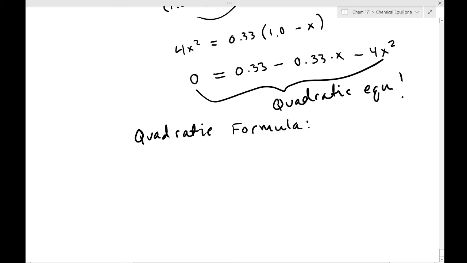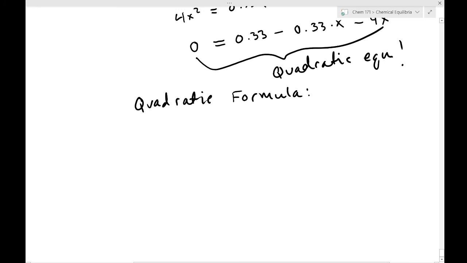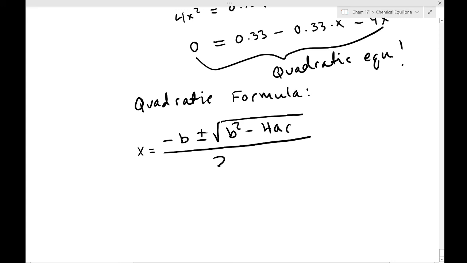And I'll sing the song for you. I can't think of the tune. Anyway, the song goes, x equals negative b, plus or minus square root, b squared minus 4ac, b squared minus 4ac over 2a.